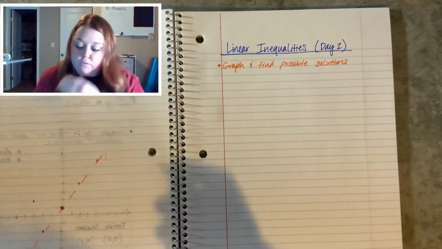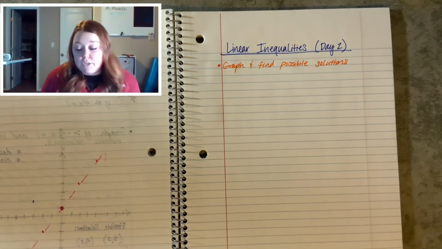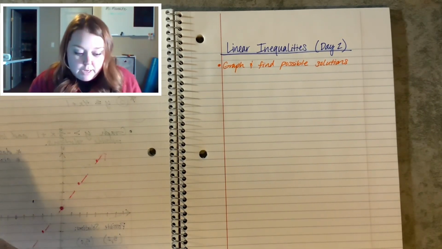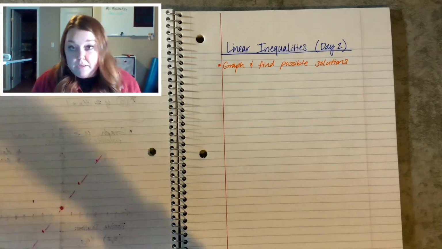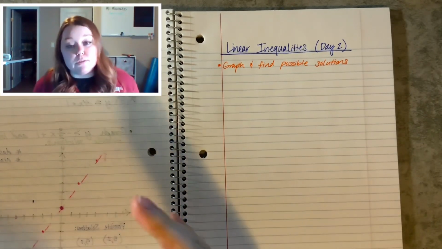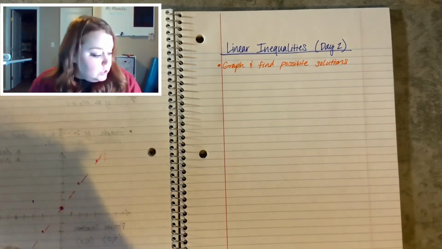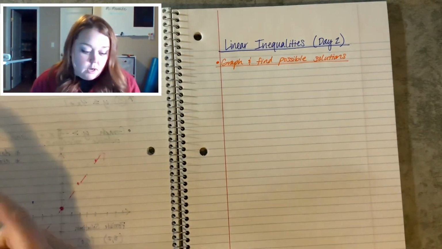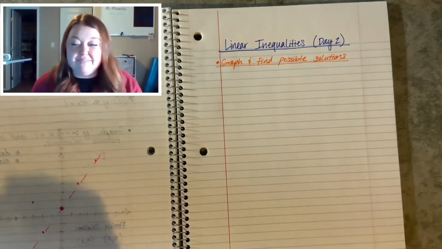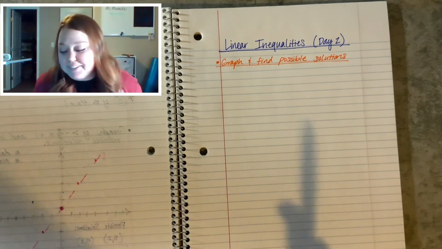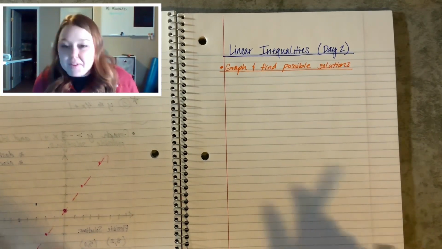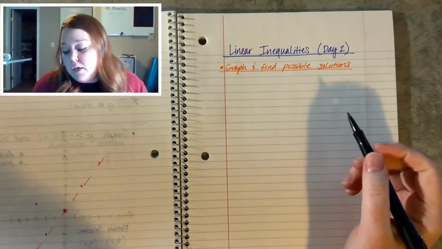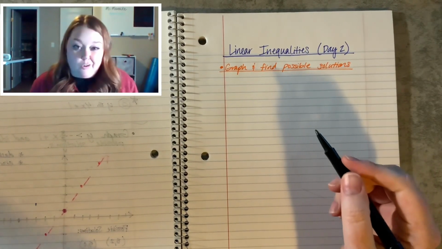So just a reminder, if we are trying to solve a linear inequality with two variables, x and y, the only way to really solve that is to graph it. And then the shaded area is all your possible solutions. Okay, so in the last video lesson, all of the inequalities that were given to you were already in slope-intercept form. So it made it really easy to graph.